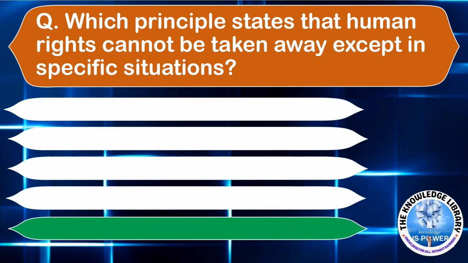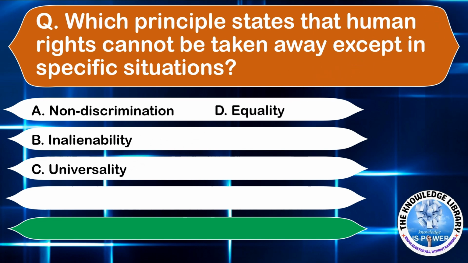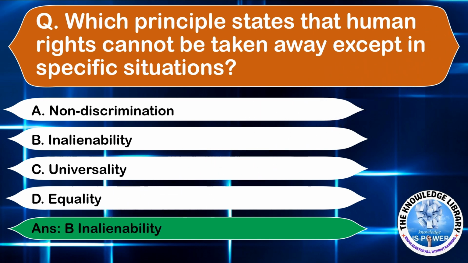Next question is, which principle states that human rights cannot be taken away except in specific situations? Option A, non-discrimination. Option B, inalienability. Option C, universality. Option D, equality. Correct answer is option B, inalienability.